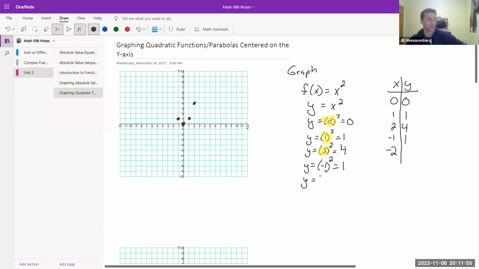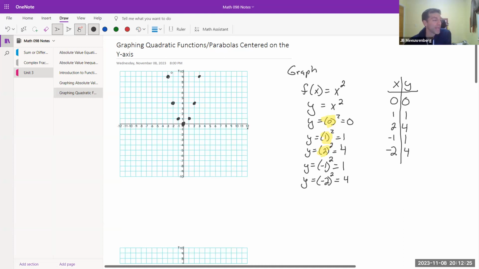y is equal to, in parentheses, the quantity -2 squared. -2 times -2 is 4. So that point is right here. And what you're going to notice is this starts to look like a little U shape. Now I'm going to add just a couple more points. If we go to 3 and square it, that takes us all the way up to 9. So then it gets really steep. Same thing with -3. That also takes us up to 9.